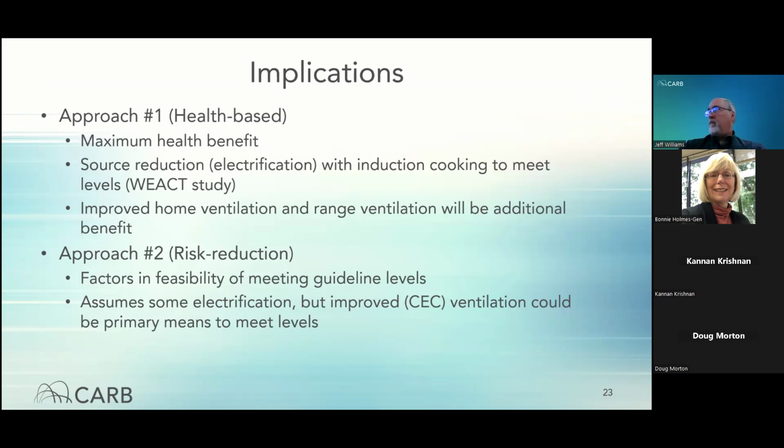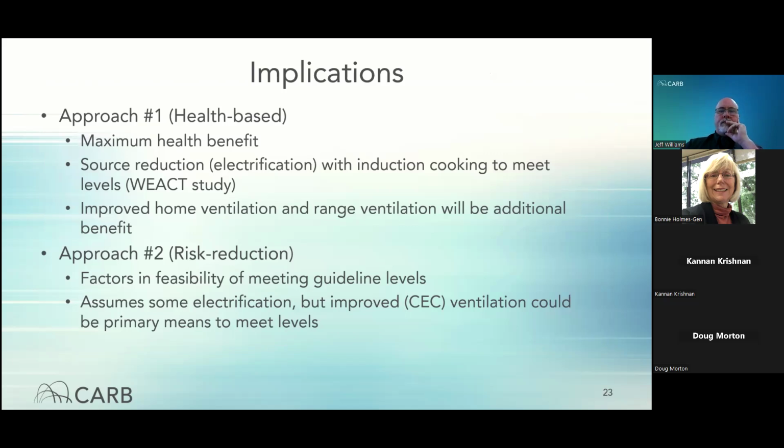So this slide shows the implications if either of the first 2 approaches are selected. For approach number 1, the one that provides the maximum health benefit, it can support future source reduction policies as well as improve home and range ventilation measures. For approach number 2, it still provides some health benefits and can be mostly achieved through ventilation measures.